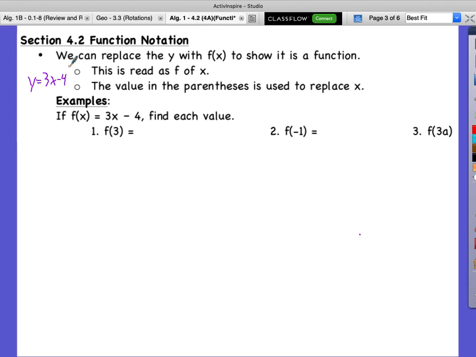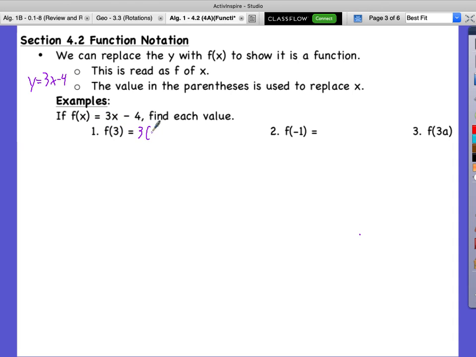So this is called function notation to write it this way. If we look at the word notation, you can kind of see the word note in there. That just means how we write something, okay? This is just saying how we write functions. If you hear the word notation, you hear note. Okay? So if f of x is equal to 3x minus 4, f of 3 equals, when we take this 3x minus 4 and you replace x with 3.